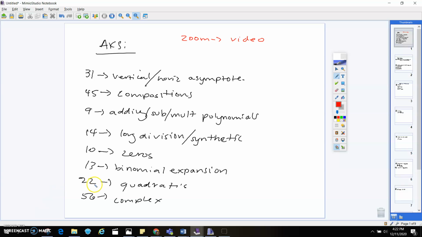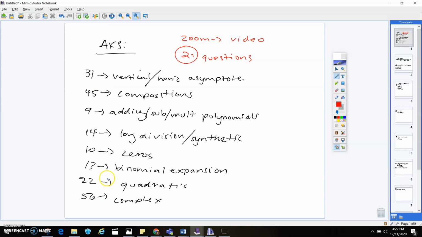So here are the different AKS that you're going to be tested on. There are 8 different AKS and there are 21 questions. Yes, they're multiple choice. Some of them are select all, so keep that in mind. But it is multiple choice. So this is the breakdown.